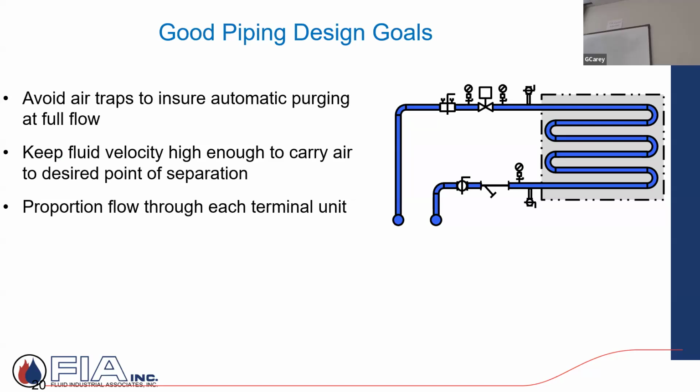So just some basic bullet points, good piping designs. Avoid air traps to make sure we can ensure automatic purging at full flow. Make sure the velocity, feet per second, how fast is that water moving, is high enough to carry the air out through the terminal units and back to our air separating devices. And then obviously we just want to have proportional flow, meaning we want to balance. We're showing one fan coil here. We might have 100 or 200. We have to make sure we have proper balance so that we have appropriate flow, which means we also have appropriate velocity through all the units.